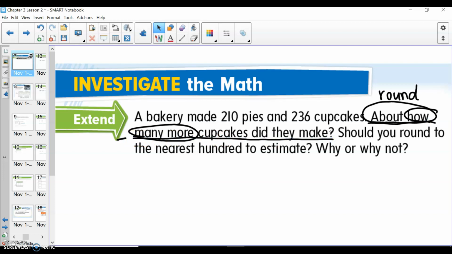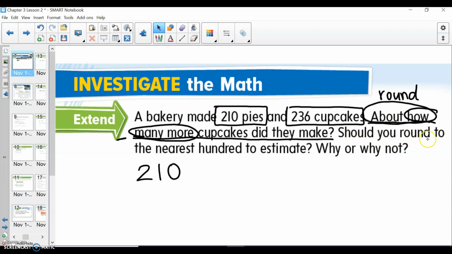When I think about this, about, I know I need to round. How many more pies? I'm going to need this number, and I'm going to need this number because they want to know about how many more cupcakes they made. So it says I need to find about how many, so I need to round. So 210.